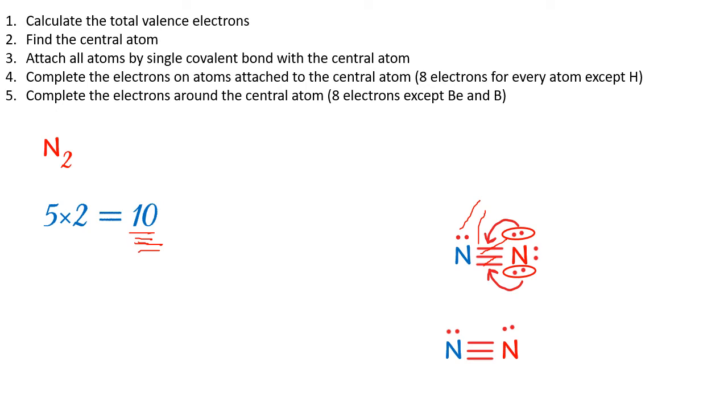Okay friends, we can use these 5 steps for any type of molecule, but there are some exceptions. Those exceptions are due to the octet rule. We shall not discuss them here.